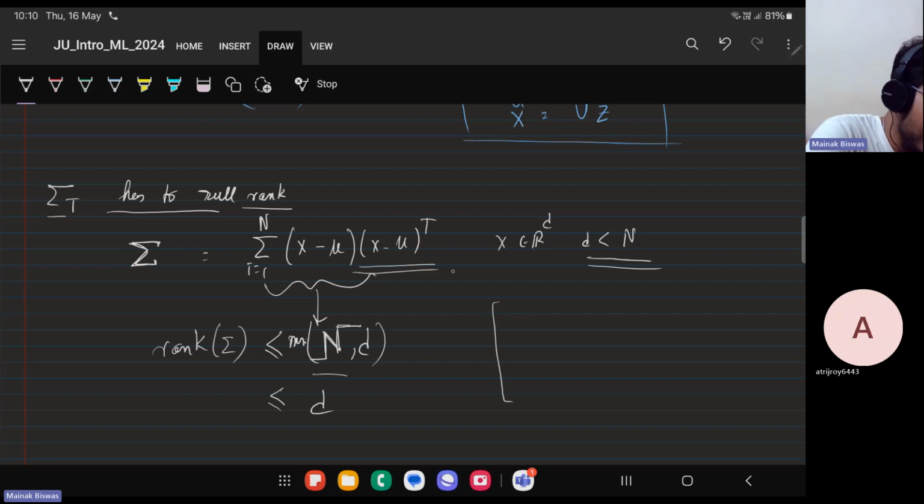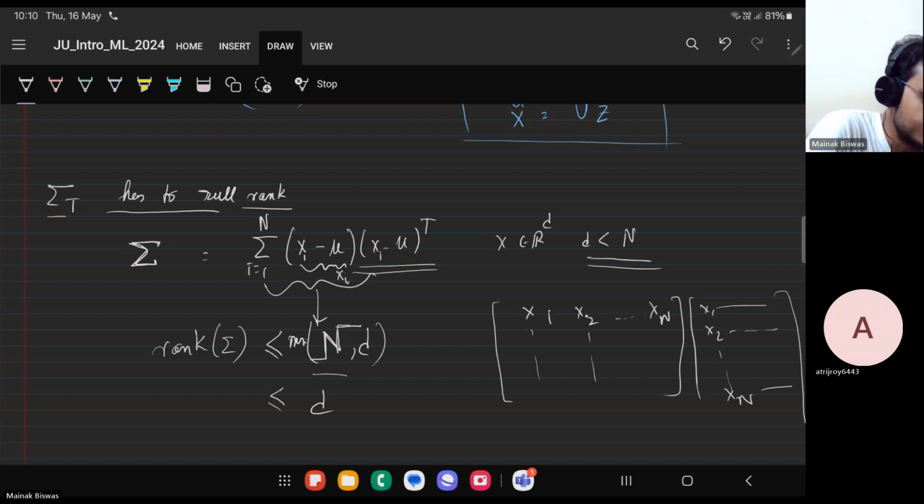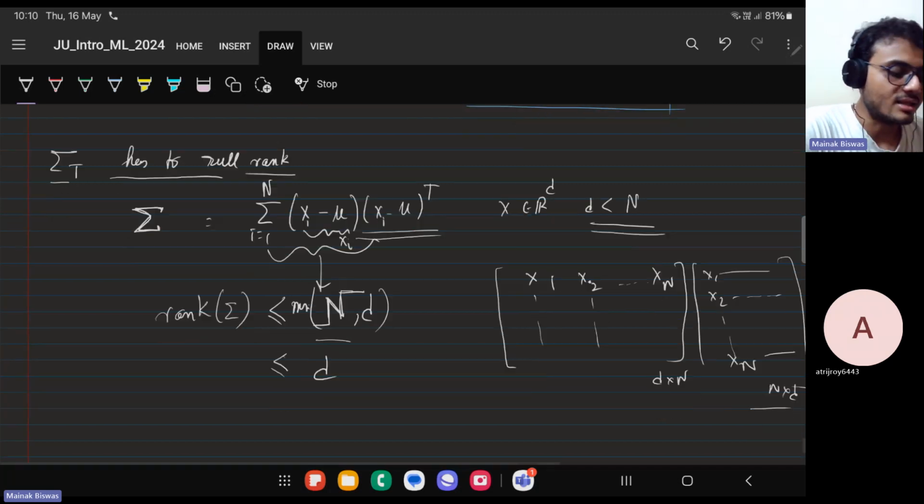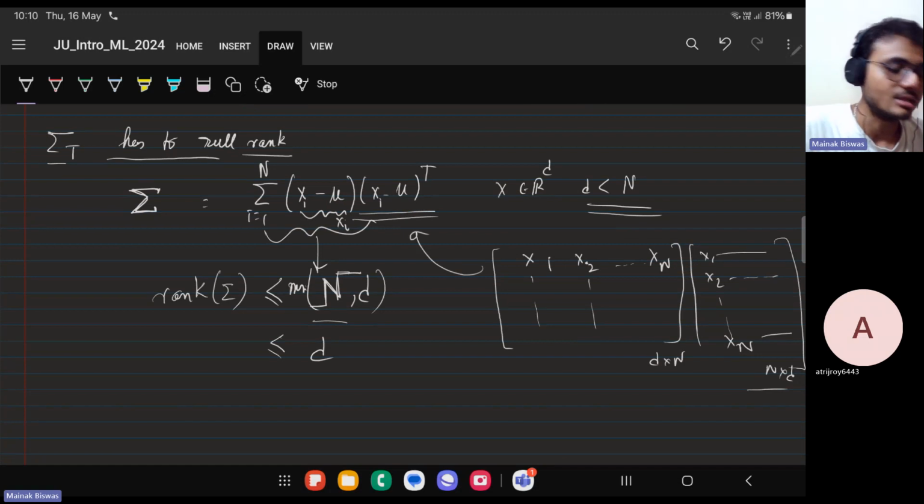So this, do you agree, can be written with the x tilde i's as the matrix x1, x2, up to xn, times x1 transpose, x2 transpose, up to xn transpose. So this is d cross n dimensional, and this is n cross d dimensional. We'll get n sums, yes or no? This is the same as this.